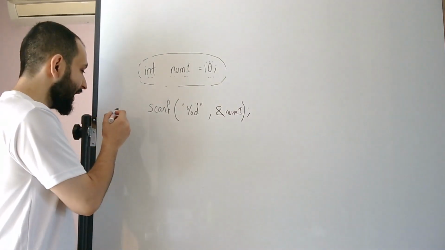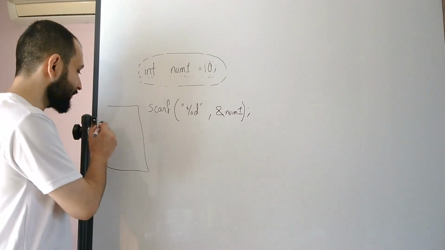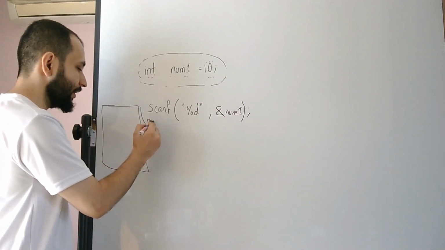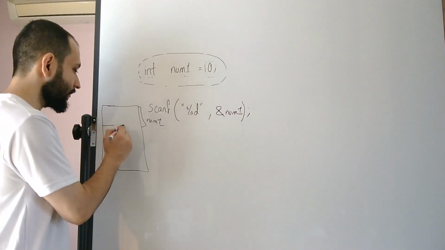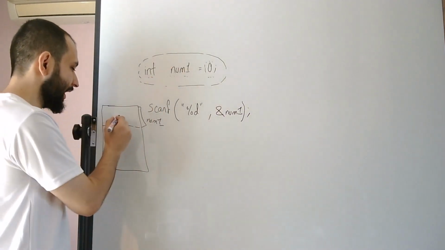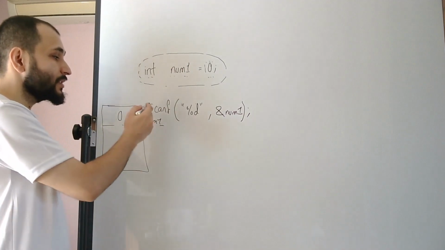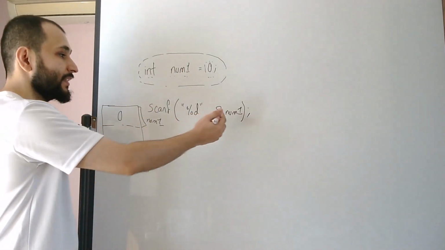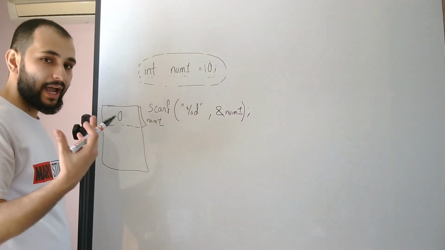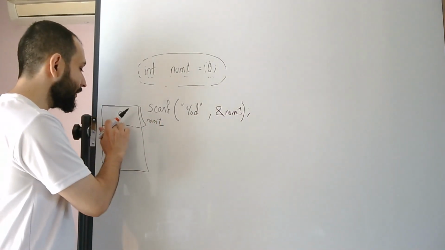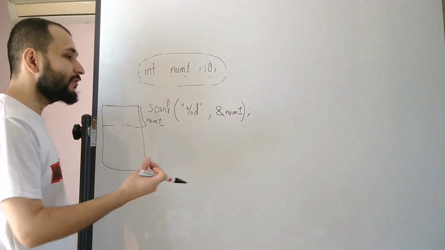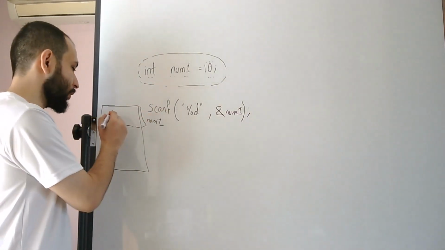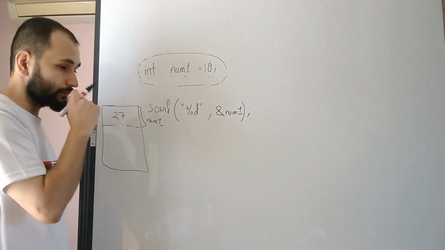So for example, if this is memory and this chunk of memory is called num1 and initially it had a value of 0, once we used scanf to store the number from the user in the num1 variable, this is going to be replaced with the new value that the user provided to the scanf function. Probably this was 27.